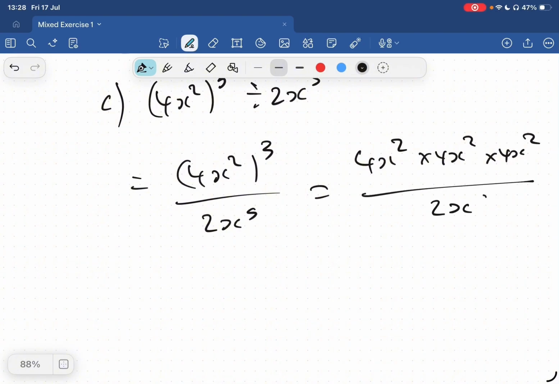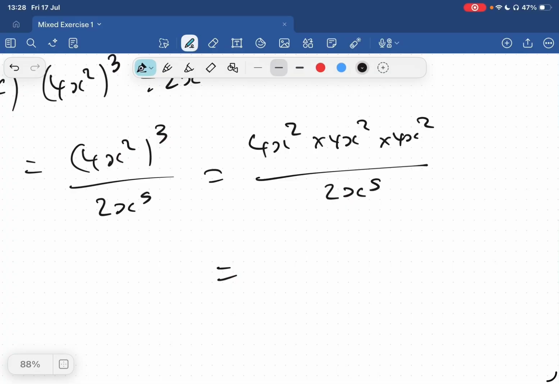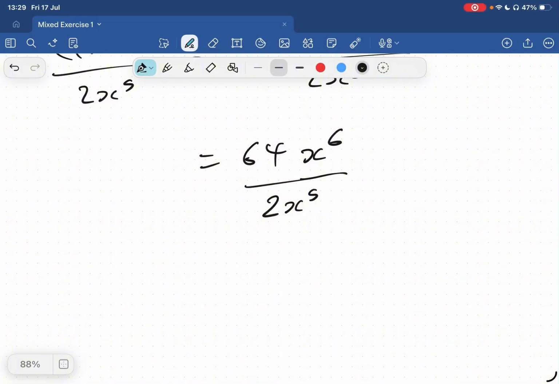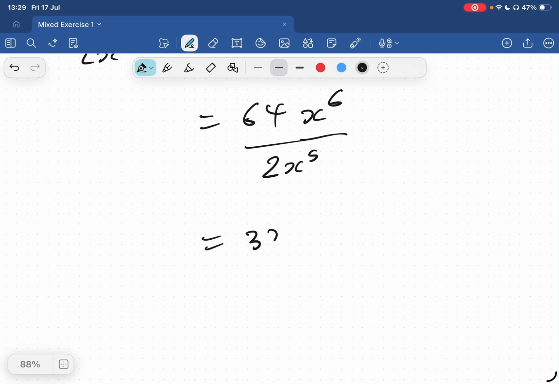And using part B, see all of this is compounding, we know we can just do 4 times 4 times 4, which is 64. 4 times 4, 16 times 4, 64, if you know your Minecraft. And then x squared times x squared times x squared, well, we just add them, x to the 6 over 2x to the 5. Now, we can divide top and bottom by 2, so we get 32x to the 6 over x to the 5.